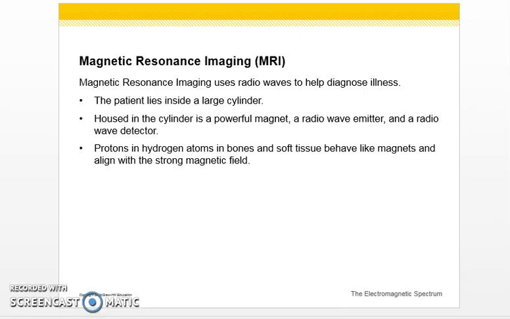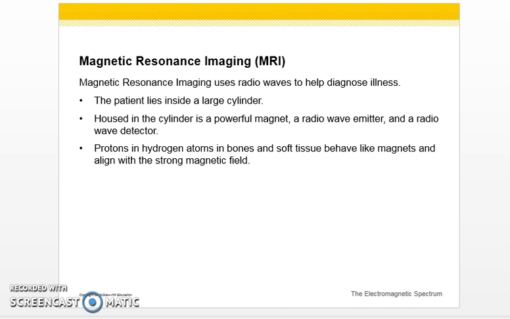If you are alive today, you've probably heard of an MRI. Either you or someone you know has had a sports injury or fallen, or maybe your grandma or grandpa's having some knee and joint pain and they had to go in for an MRI. Well, that stands for magnetic resonance imaging. This uses radio waves to help diagnose illness.